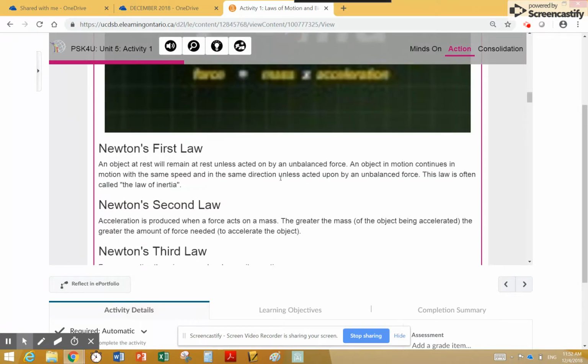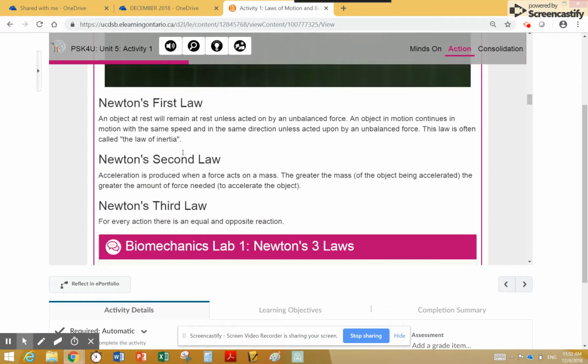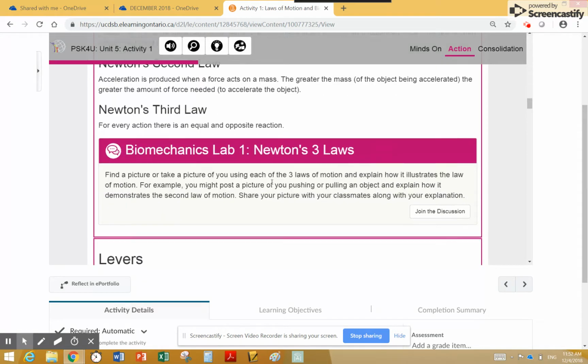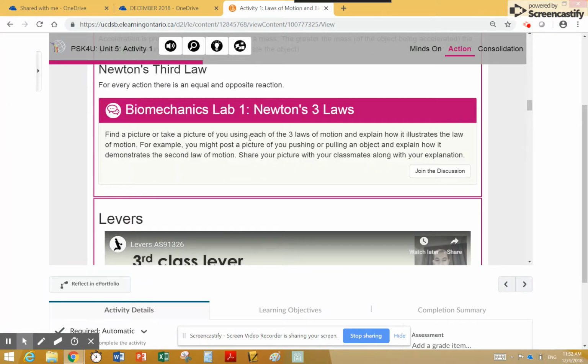There's the first law, second law, and third law. At some point in the assignments that follow, you're going to have to provide examples of each one of these, so it's important to make sure you understand what those are. There's a lab to complete that deals with Newton's 3 laws. This is the first thing in which you're going to find examples of that.